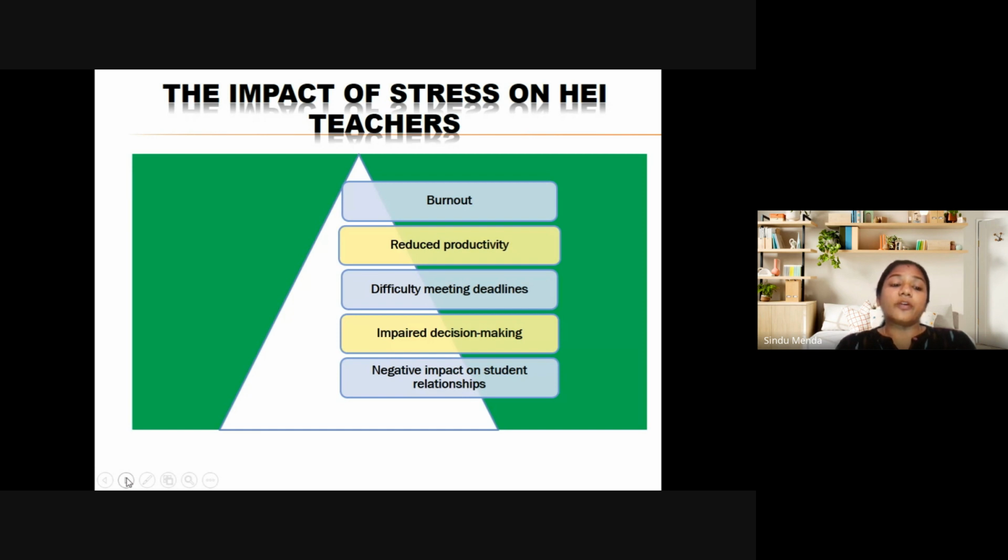Next one is negative impact on student relationships. What causes the stress? Suppose you are overloaded with your work, overstressed, or burnt out. Automatically it affects your students' relationships and student behavior. So we need to cope with different strategies to reduce the stress and give 100% productivity, so that your students are also happy with your relationships, and at the same time they give 100% productivity in their assessments and examinations. So that is the impact of stress on higher educational institutions.